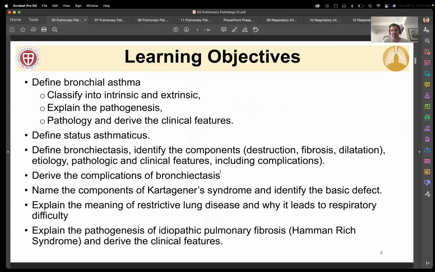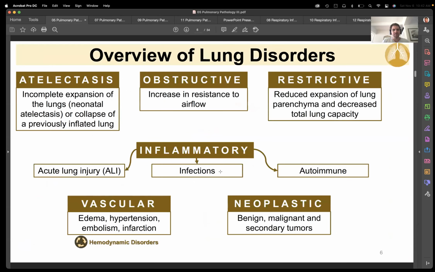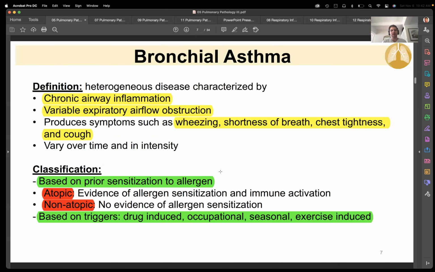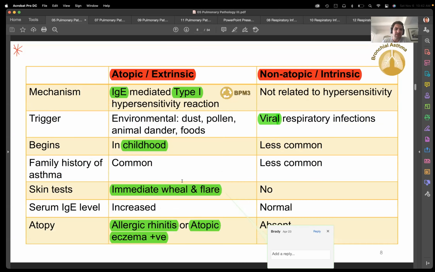Asthma and bronchiectasis. Okay, bronchial asthma. Typically, we talk about this as some sort of allergy response, right? Atopic, some sort of sensitization. You're thinking of IgEs being very high with this.